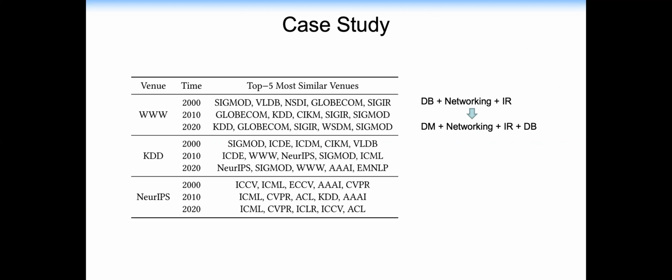The interesting part I want to show you is one case study. This is what the pre-training model tells us about the entities in the dynamic academic knowledge graph. Say, for example, you are interested in the WWW conference, the Web Conference. It turns out that in 2000, the conference is very similar to, or very interested in, database, networking and information retrieval topics, meaning it's very similar to SIGMOD, VLDB, NSDI, GLOBECOM, right.